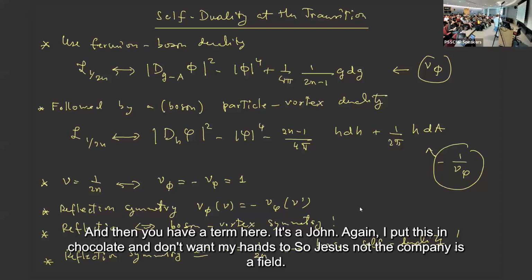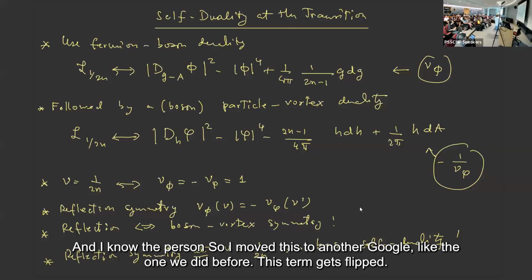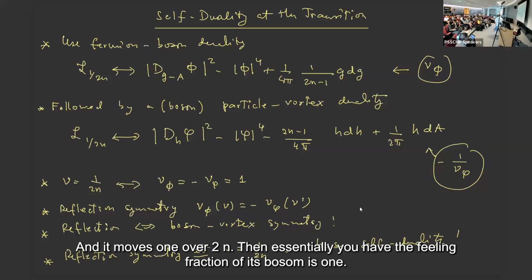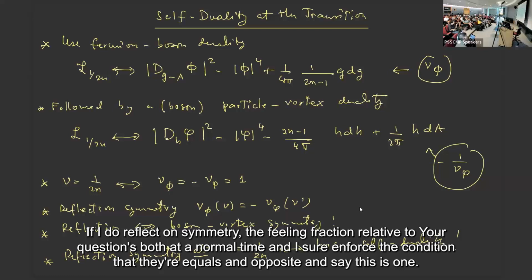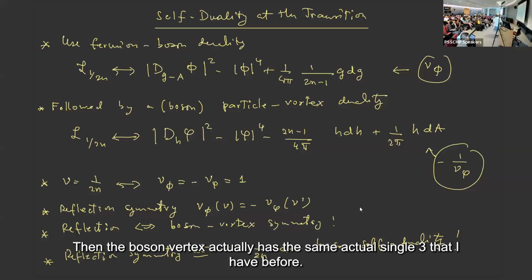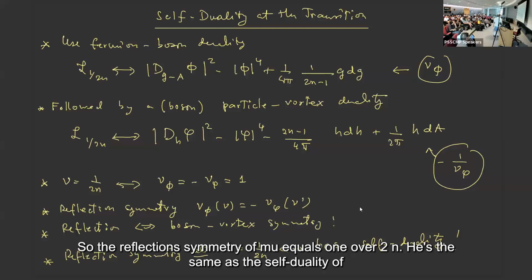And I do the boson particle-vortex duality. So I map this to another boson, like the one we did before. This term gets flipped. If mu is 1 over 2n, then essentially the filling fraction of these bosons is 1. If I do reflection symmetry, the filling fractions are nu and nu prime, and if I impose a condition that they are equal and opposite and say this is 1, then the boson vortex has the same reflection symmetry that I had before. So the reflection symmetry at nu equals 1 over 2n is the same as the self-duality of the boson in this section.